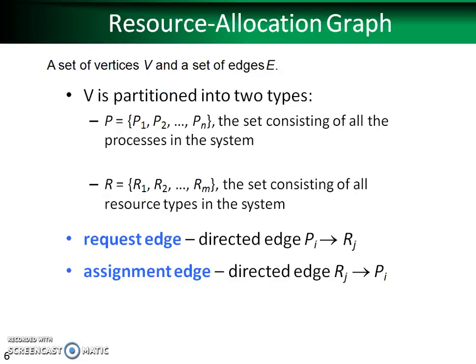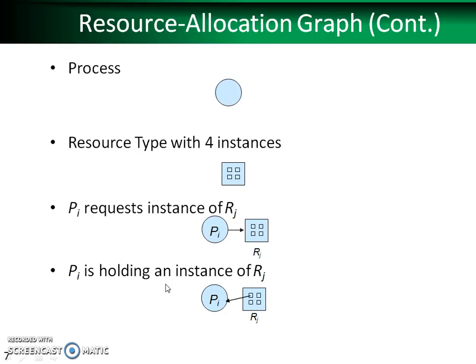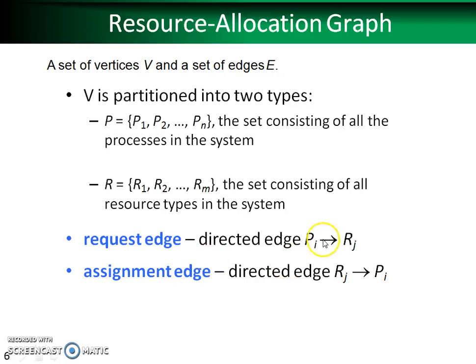So this is how you have to draw a resource allocation graph. For a resource allocation graph, you will have a set of nodes V, and these nodes are partitioned into two kinds: the process nodes and the resource nodes. Then for edges, you will have two types: the request edge and the assignment edge. If the edge is from P to R, it is a request edge, meaning this process is requesting this particular resource. If it is from R to P, it is an assignment edge, meaning this particular resource is assigned to this process.